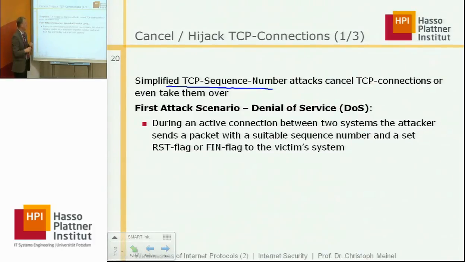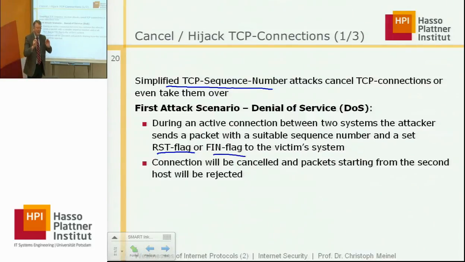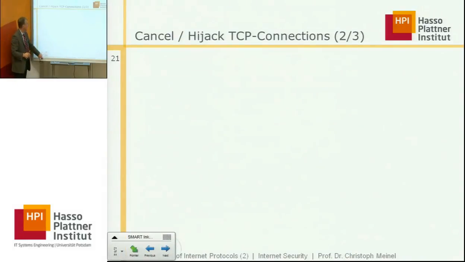During an active connection between two systems, the attacker sends with a spoofed address a FIN flag or a RST flag to the victim system. If he's able to do this with the right sequence number, the victim system cannot distinguish whether it comes from the real partner or from the attacker. So if the packet with this number comes earlier than the packet from the real partner, then the victim system decides now a connection is finished and starts to close the connection. And the point to be successful, again, is to jump in with the right sequence number.